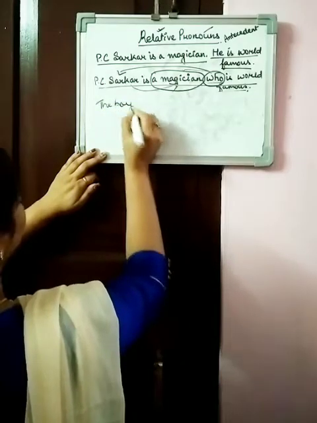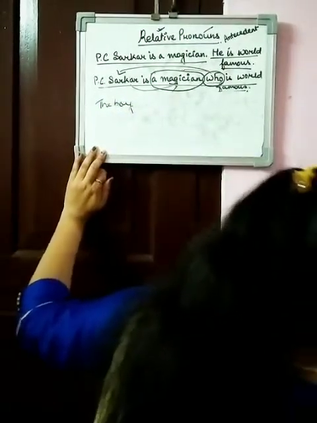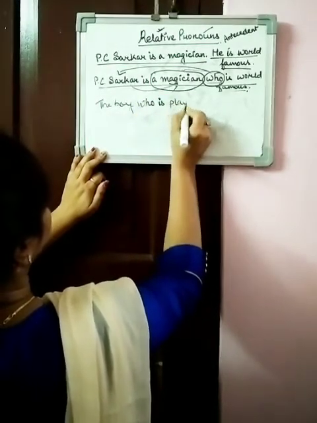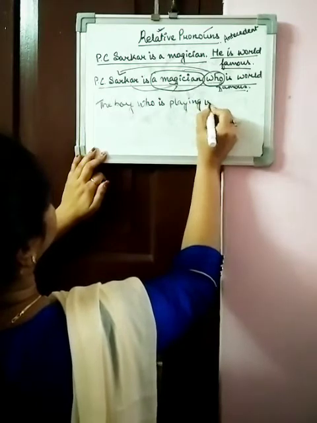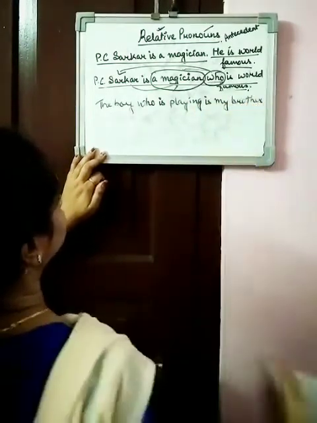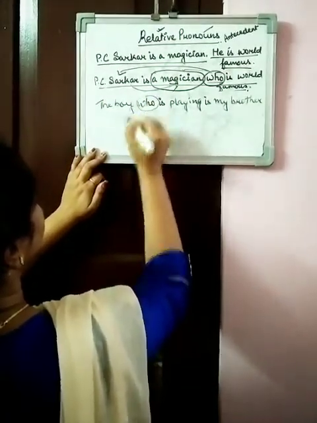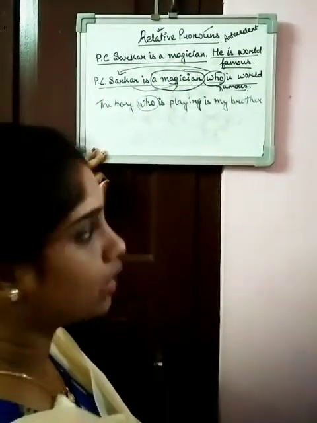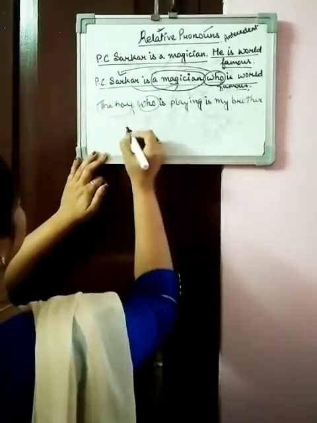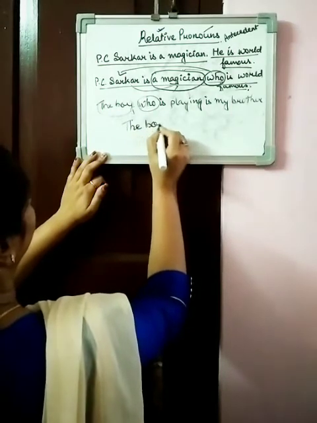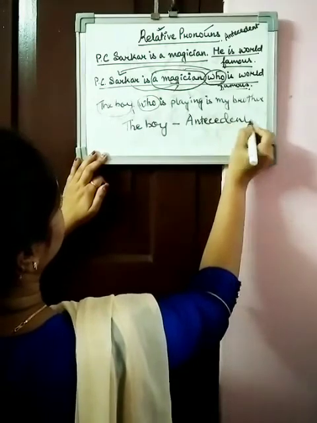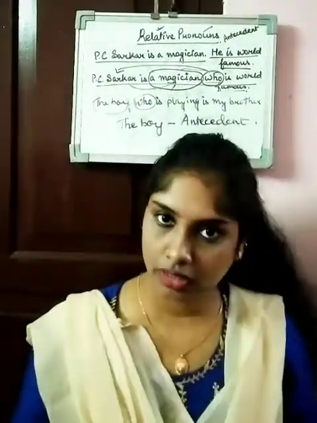The boy who is playing is my brother. Okay. So now this is our relative pronoun, who. And what is the noun coming before the relative pronoun? The boy. So the boy is our antecedent. Clear about it now?